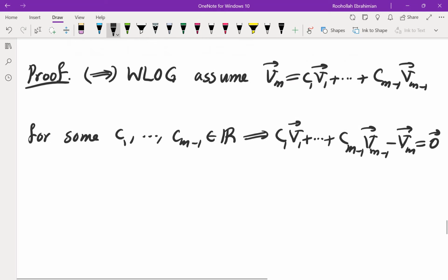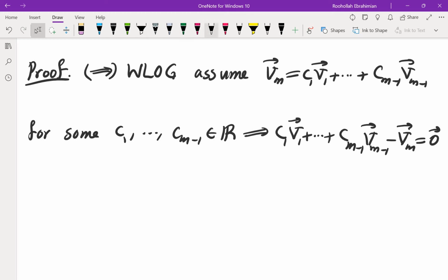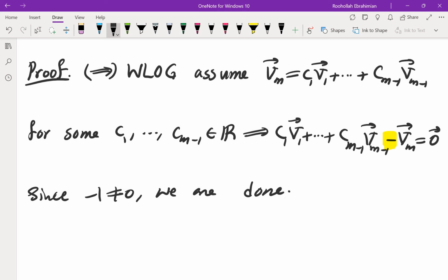And negative 1, which is this coefficient, isn't 0. So since -1 isn't 0, we are done. We found a linear combination that is 0 with one of the coefficients non-zero.